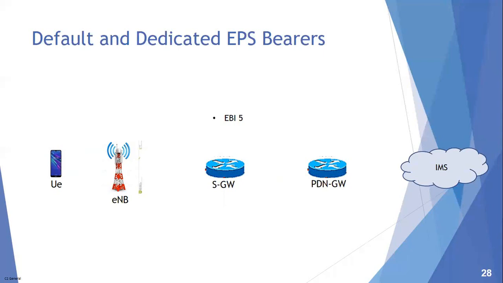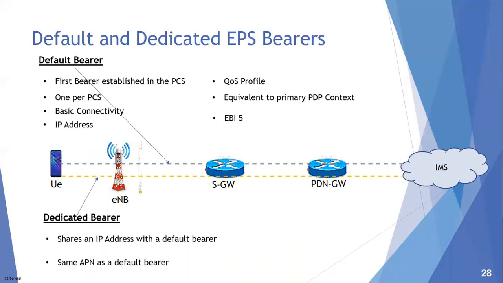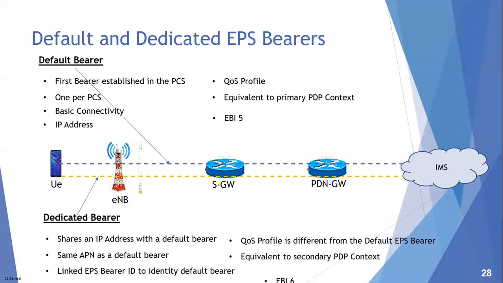Now let's talk about the difference between default and dedicated bearers. Now, as we said, the default bearer is the first bearer created on the PDN connectivity service. And the PDN connectivity service, as we mentioned before, is the connection between the user equipment and the internet.